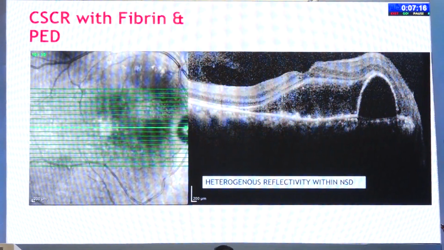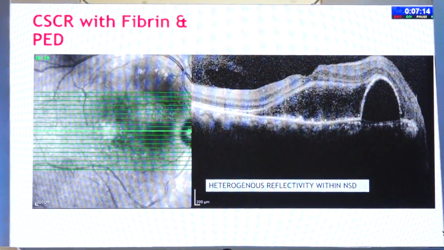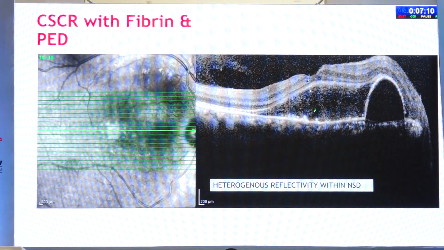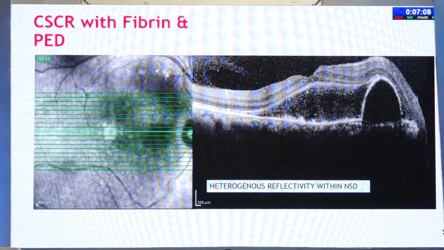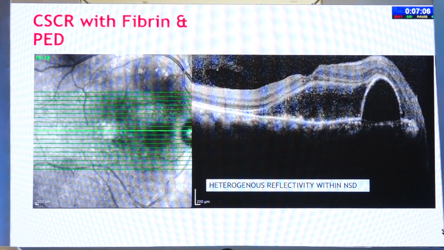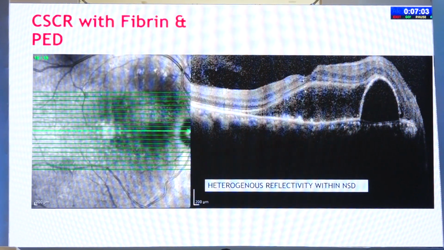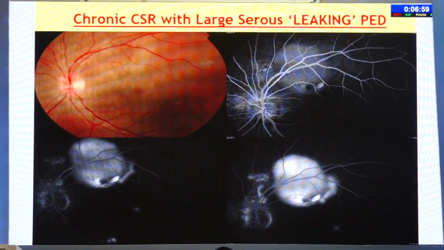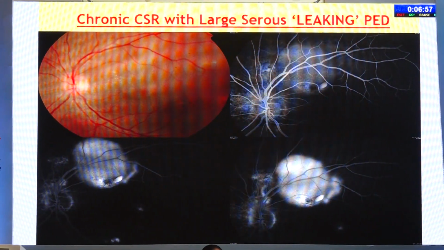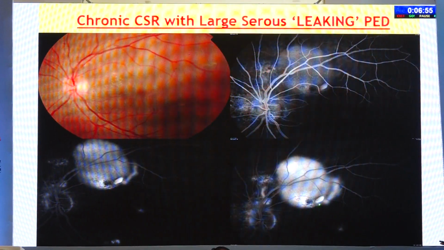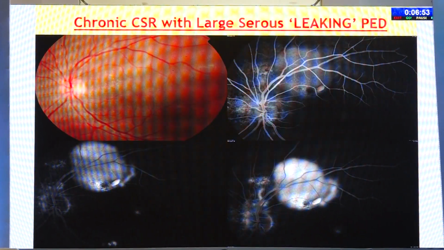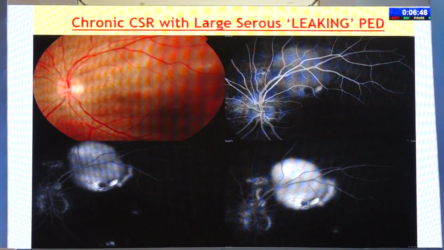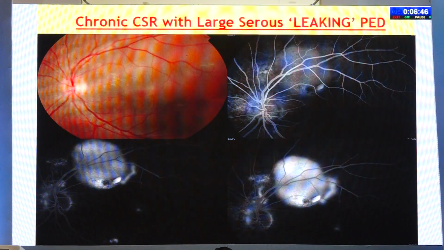It has to be kept in mind that this subretinal neurosensory detachment area can have hyperreflective material signifying the presence of fibrinous material as an exudation, even in the presence of serous pigment epithelial detachments. In this particular patient, it is basically a leaking serous PED, and it cannot be lasered with a focal laser because it can cause an RPE rip and exudative retinal detachment.